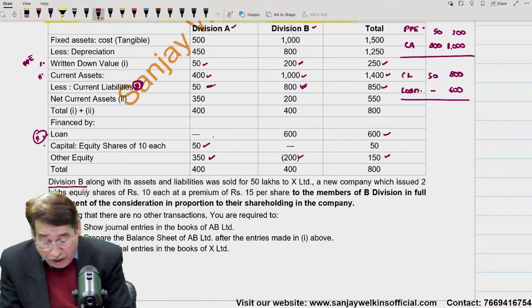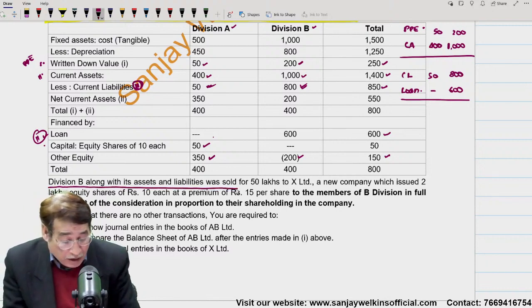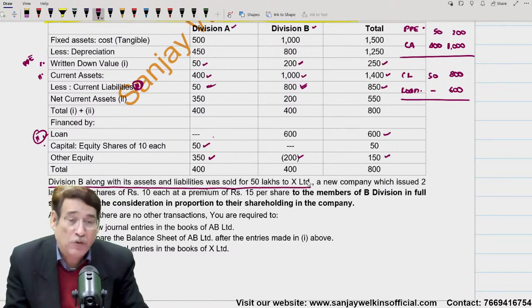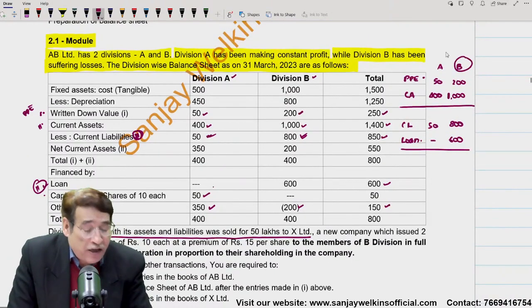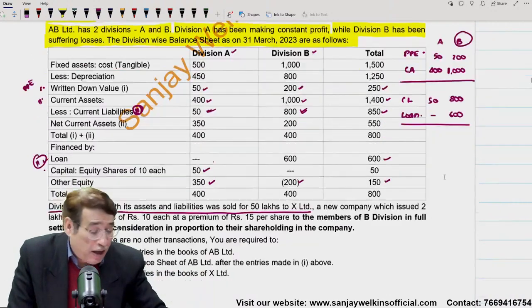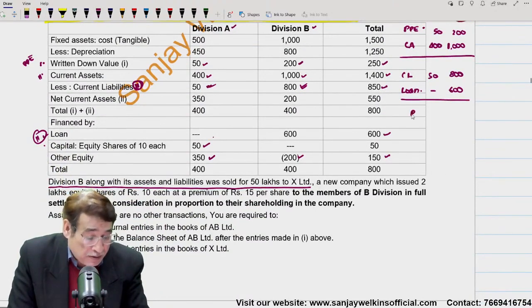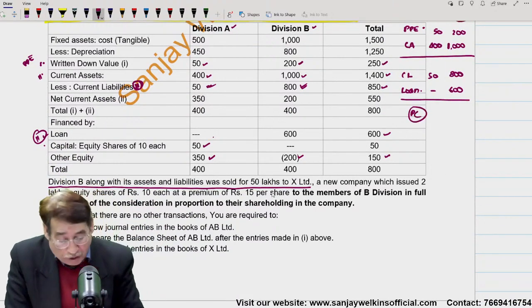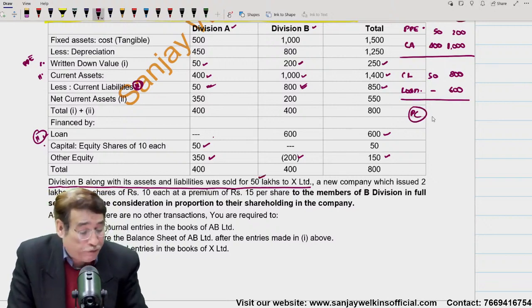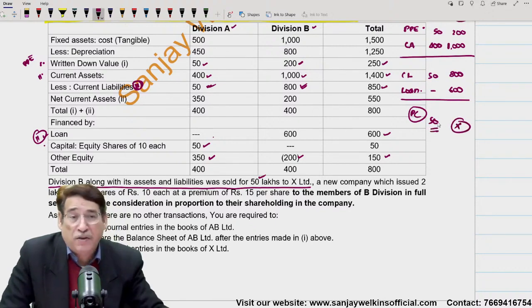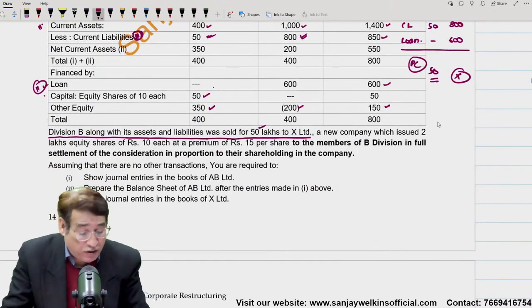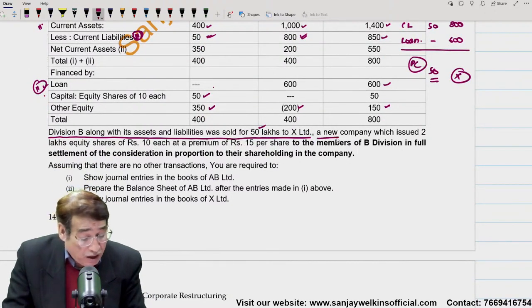Now, division B along with its assets and liabilities was sold off for 50 lakhs to X Limited. So division B is moving out. You mark out that division B is moving out. And what is the amount of purchase consideration? It is clearly mentioned in the question that you are selling out this division for 50 lakhs to X Limited. To another entity you are selling it out. The name of the new company is X Limited and purchase consideration is 50 lakhs. Is it clear to you? Right, sir. A new company.